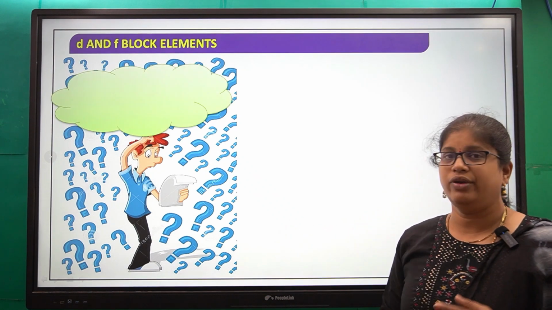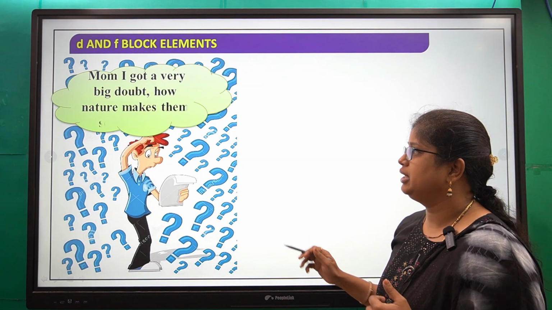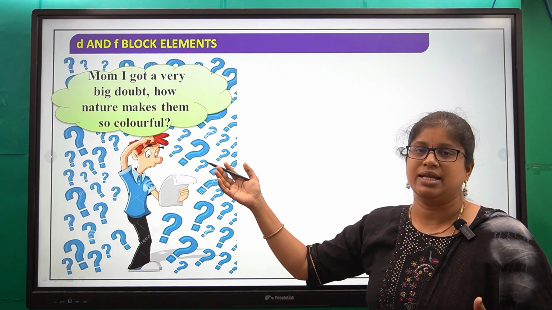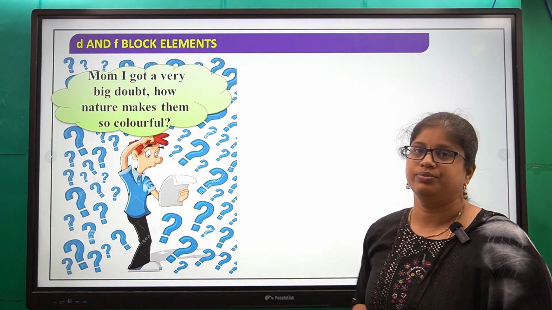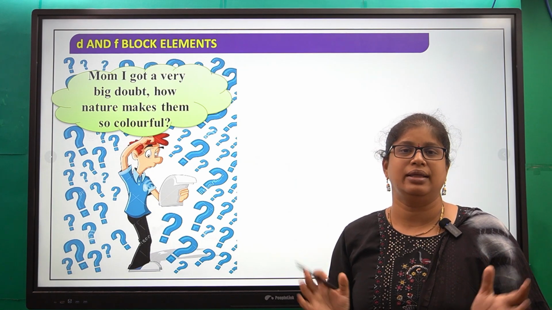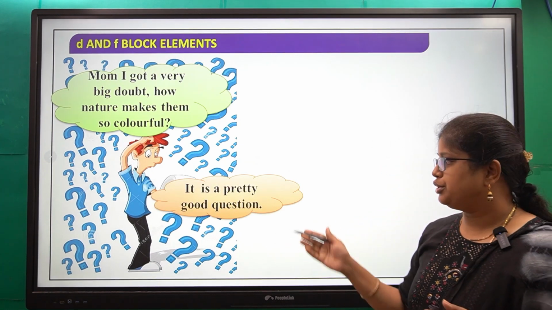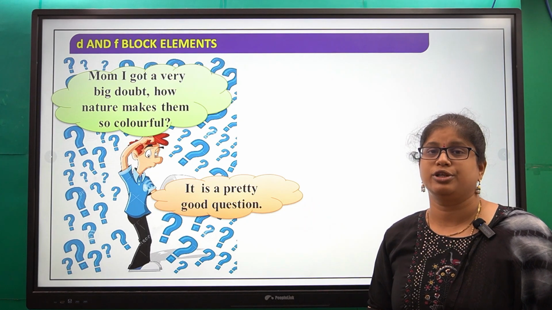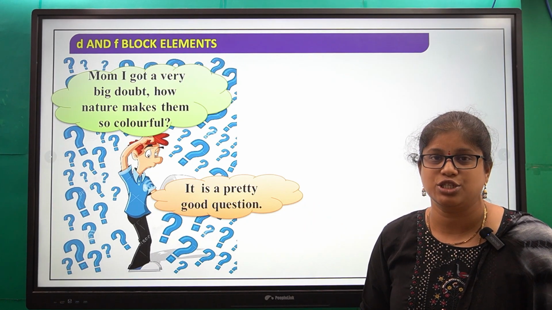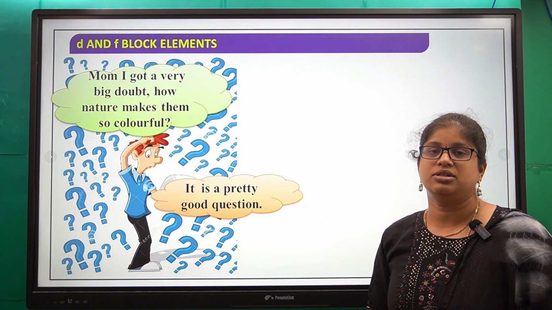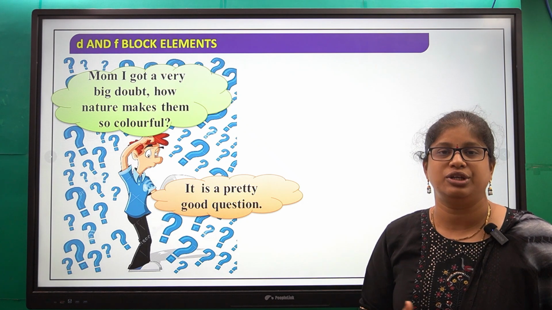So here we will get a doubt after observing this. How does nature make things so colorful? Actually this is a good question, right? It is a pretty good question, but what is the answer? How is nature giving different colors to different things?